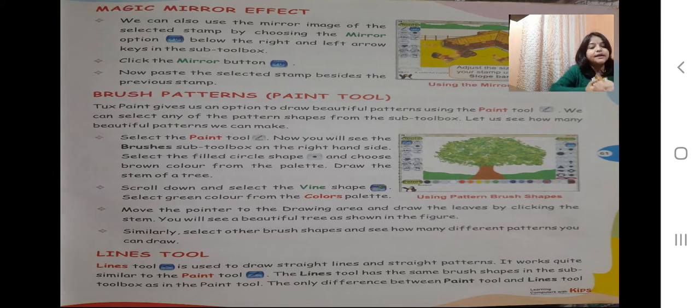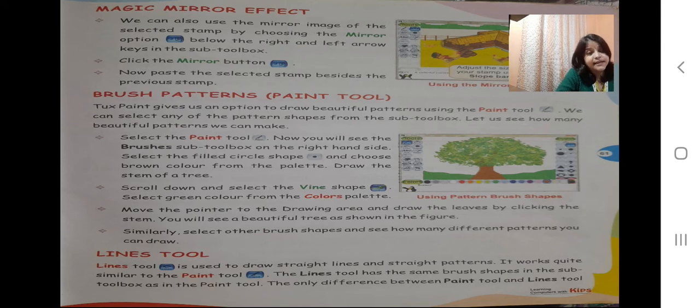Okay, now click on the mirror button. Suppose you want to give the magic mirror effect. First you select a stamp, then you click on the mirror button, and then you can see the mirror image of the stamp. It means an identical image, just structurally different. The left hand side appears right and the right hand side appears left, just as when we stand in front of a mirror. Okay, so this is the magic mirror effect. Where is the mirror button present? It is present just below the right and the left arrow of the sub toolbox.